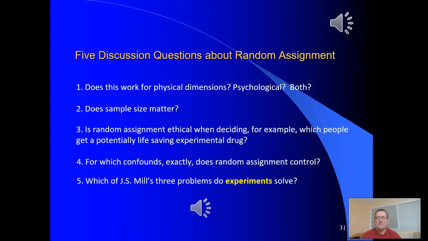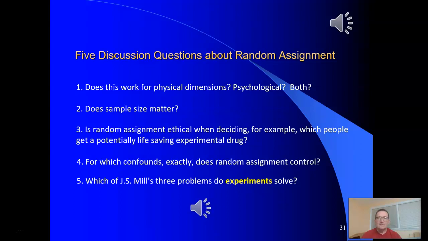Experiments don't just solve the problems that random assignments solve. They solve all 3 of John Stuart Mill's problems because experiments manipulate variables. So we know exactly when some people received an experimental treatment, and some people did not. And if an experiment yields any meaningful results, we see that one group behaved very differently, felt very differently, got well much more quickly than another.